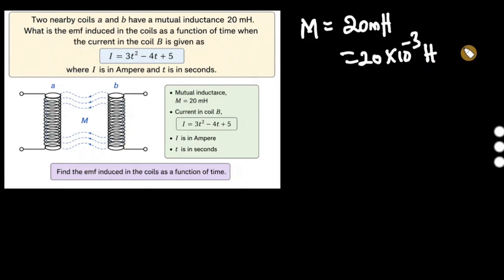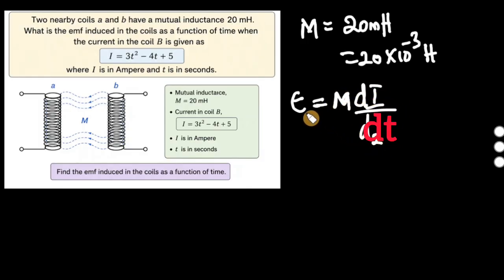So you recall, the question is asking us to find the EMF induced in the coils as a function of time when the current in the coil B is given. From the formula we saw before, for mutual inductance, the induced EMF, if we don't want to consider Lenz's law here, will be M di upon dt. So if I want to calculate the induced EMF in the second coil, this will be M dI2 upon dt.